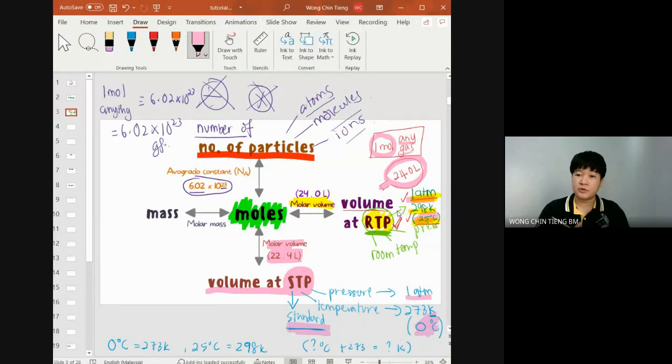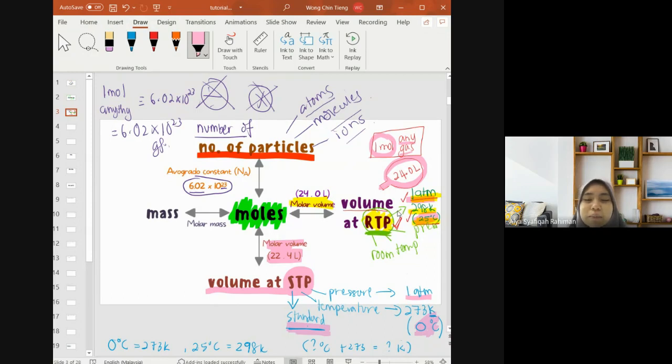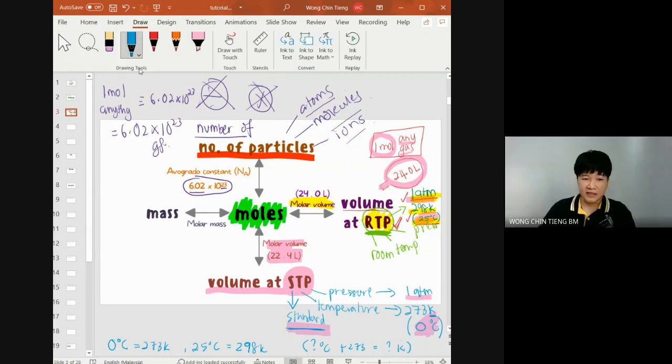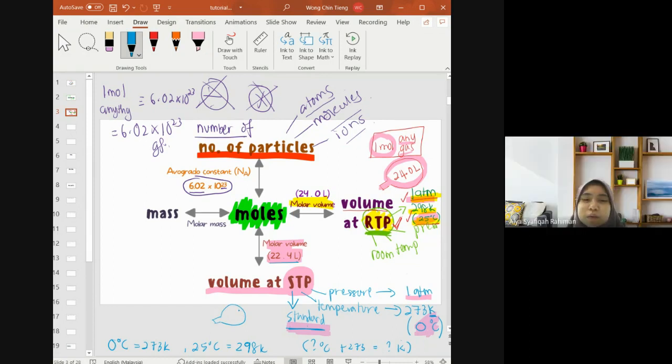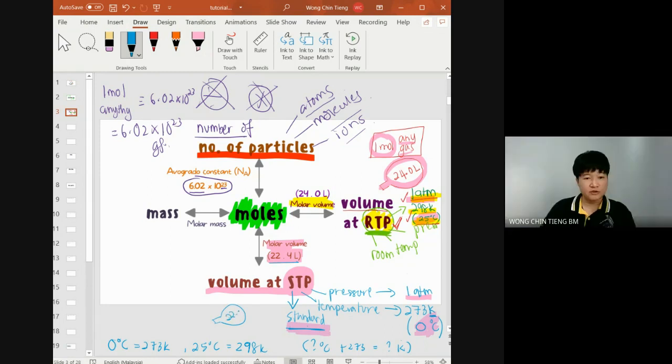So, what happened to the balloon? Syafiqah? It becomes smaller. The balloon will become smaller. And the balloon will go down to what size? 22.4 liter. 22.4 liter. That's why the molar volume is smaller for STP, because in STP the temperature is lower. In RTP the balloon is bigger, the molar volume is higher because the temperature is higher.